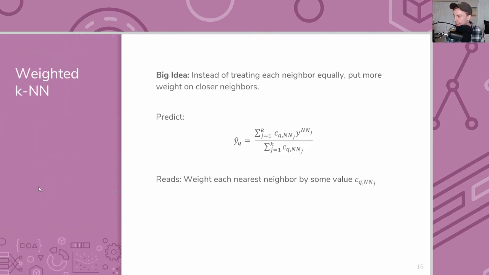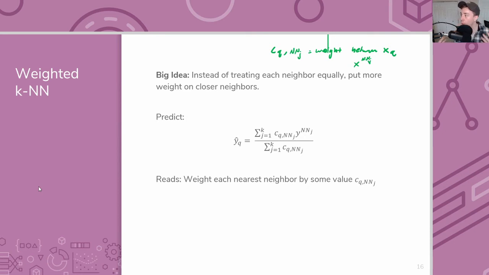So one idea to fix this is weighted k-nearest neighbors. Instead of treating all k neighbors equally, weight them to try to smooth out this process a bit. So the idea is, instead of just taking the average of the k nearest neighbors, for each nearest neighbor, have some weight. Here the notation is a little complicated: this is the weight between point x_q and its nearest neighbor x_nn_j.